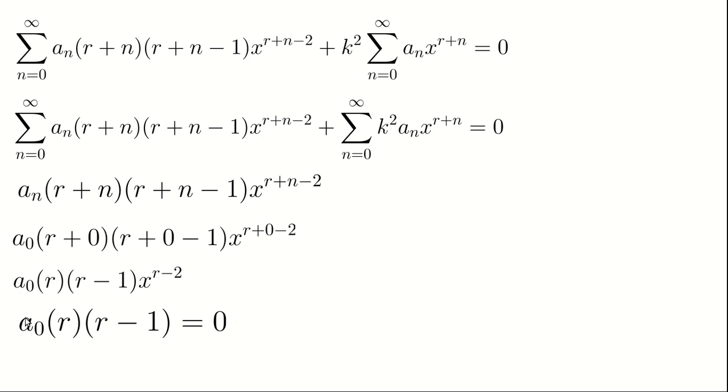Now, as usual, because our a0 is an important parameter that cannot be equal to 0, based on the fact that all other parameters like a1, a2 can be dependent on it, therefore this expression should be the one that will be equal to 0. And that leads to r equal to 0 or r equal to 1. So we have two parts of the solution now, when r equal to 0 and when r equal to 1.